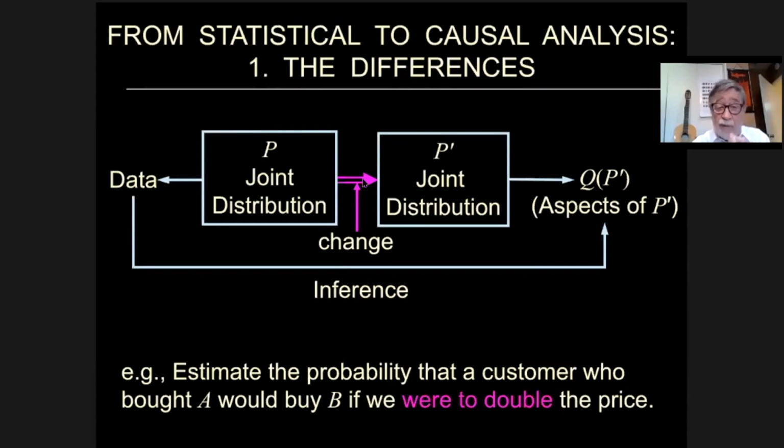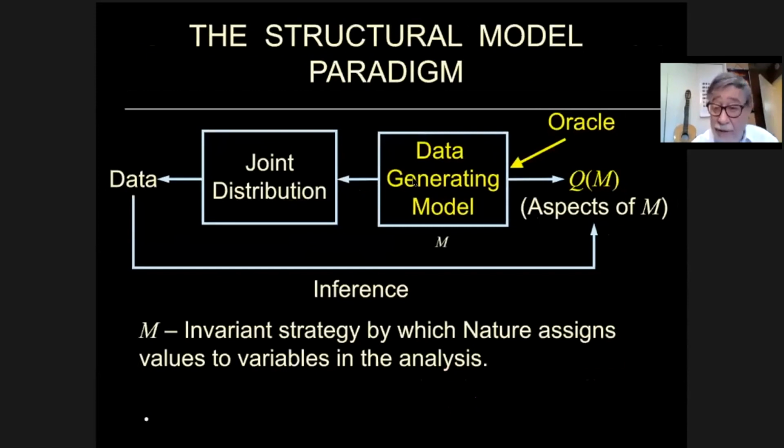And who is responsible to tell us how P prime differs from P? We need to have an oracle to tell us this change. And the oracle I'm going to call data generating model. This is the new oracle. It is an invariant strategy by which nature assigns values to variables in the analysis. So we're looking at nature to be a society of listeners. Each variable, like the temperature of my eyeglasses today, is listening to the variables in the room and acts upon it depending on what he or she hears. That is the picture of the oracle.